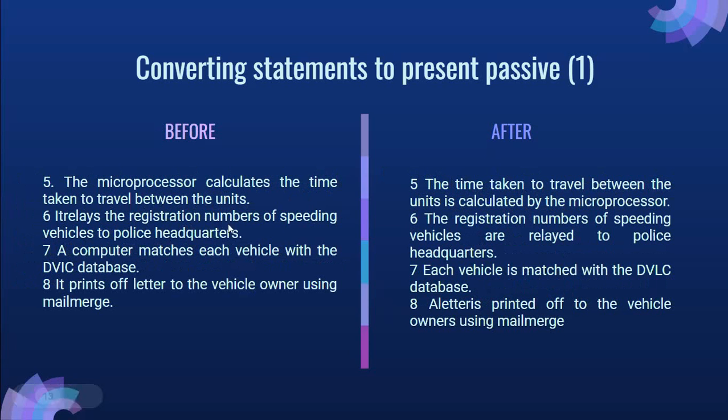6, before: it relays the registration number of speeding vehicle to police headquarters. After: the registration numbers of speeding vehicles are relayed to police headquarters. 7, before: a computer matches each vehicle with the DVLC database. After: each vehicle is matched with the DVLC database. 8, before: it prints off letter to the vehicle owner using mail merge. After: a letter is printed off to the vehicle owner using mail merge.